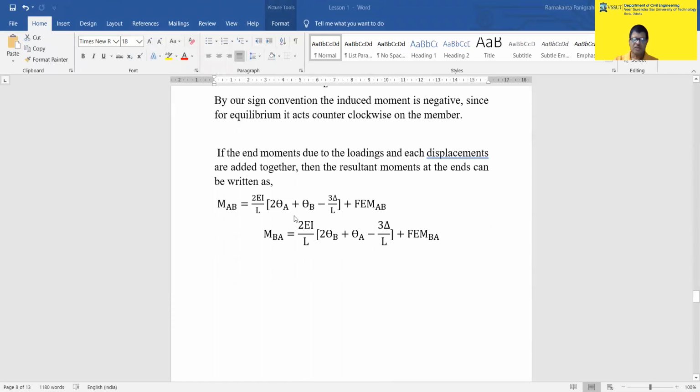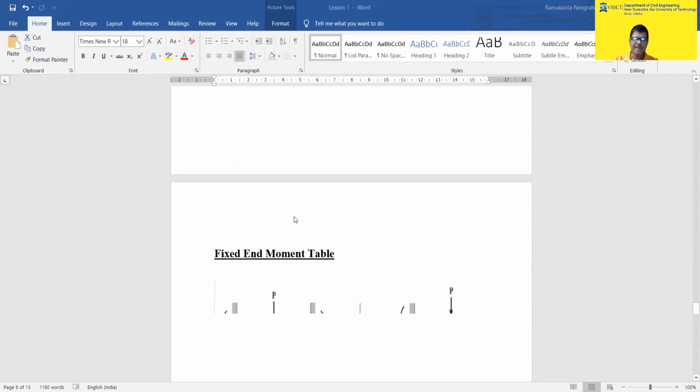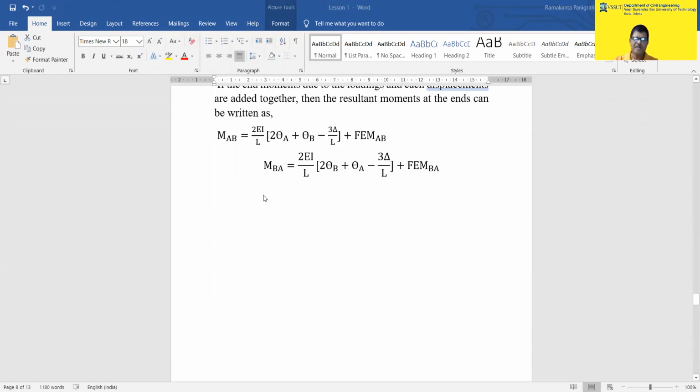Okay. So similarly, you can find the value of MBA, that is 2EI by L into (2 theta B plus theta A) minus 3 delta by L, plus the fixed end moment BA. So this is very important for you. These two equations are very important, and these are known as the slope deflection equations.